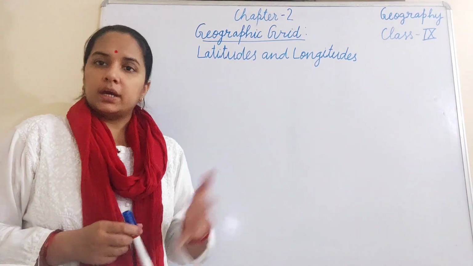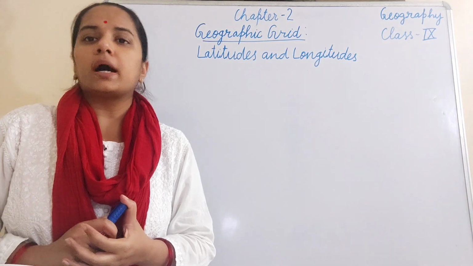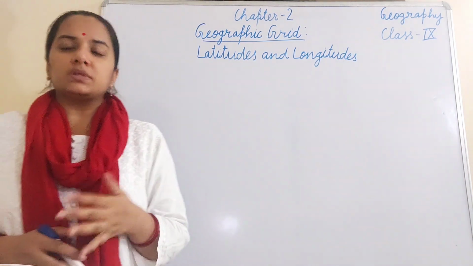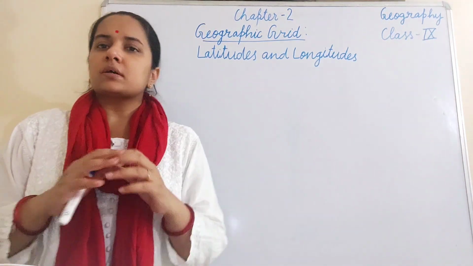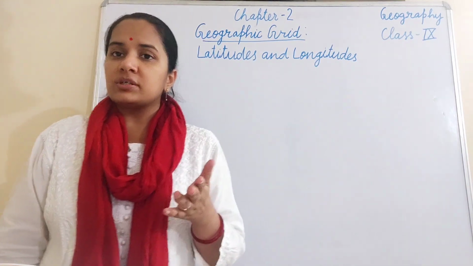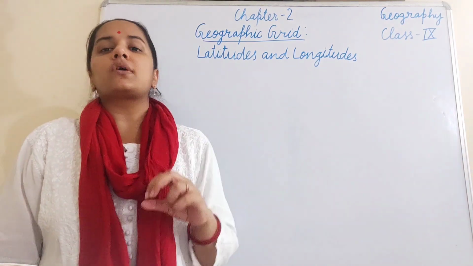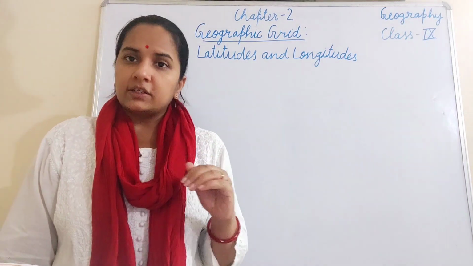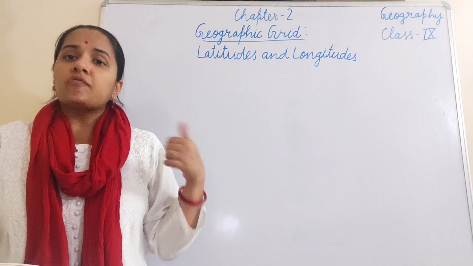Good morning class. Today again we are starting with chapter 2, the geographic grid, latitudes and longitudes. In the previous class, we learned that the geographic grid is the crisscrossing of imaginary lines. Which are the imaginary lines? The latitudes and the longitudes. So the crisscrossing or the intersections of lines of latitude and longitude are known as the geographic grid.